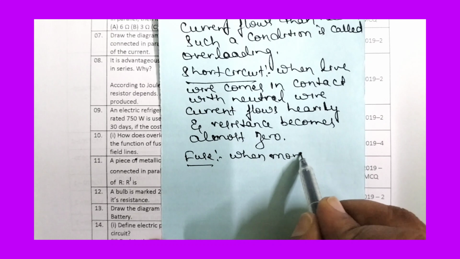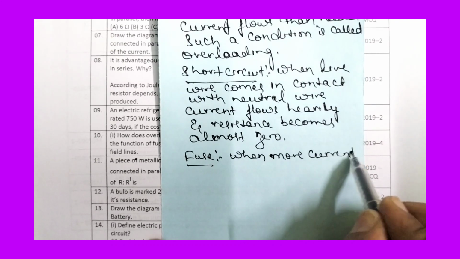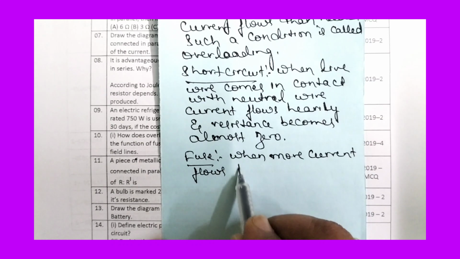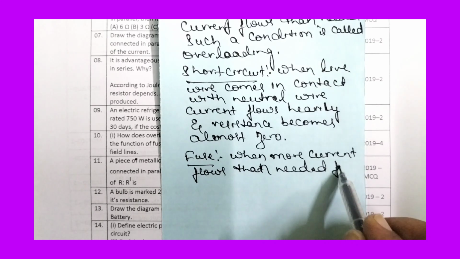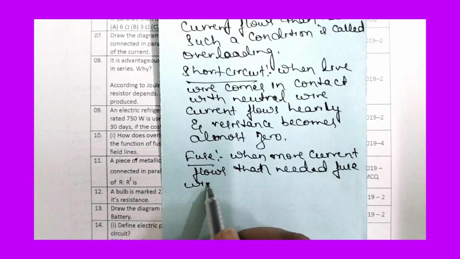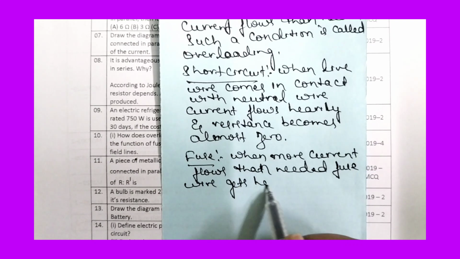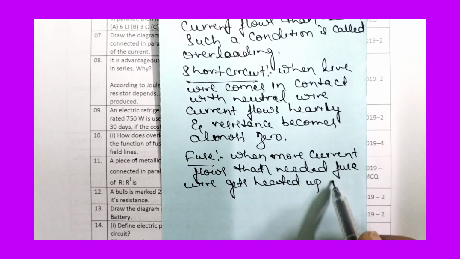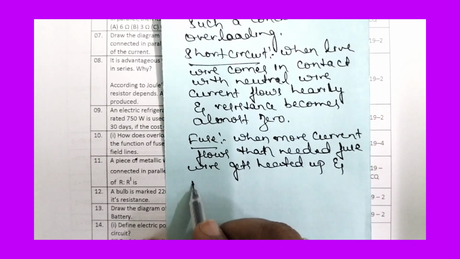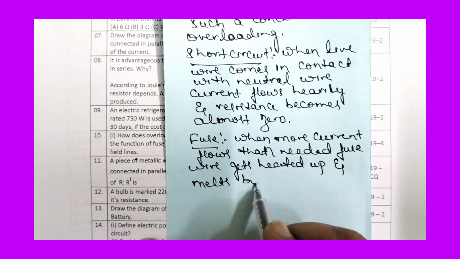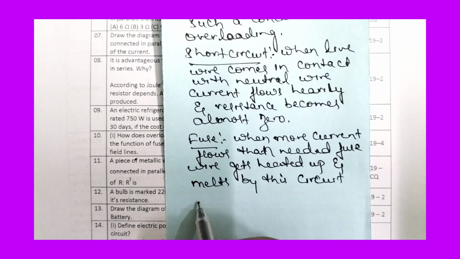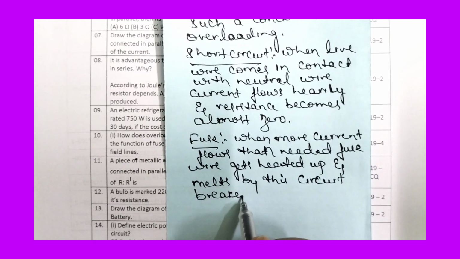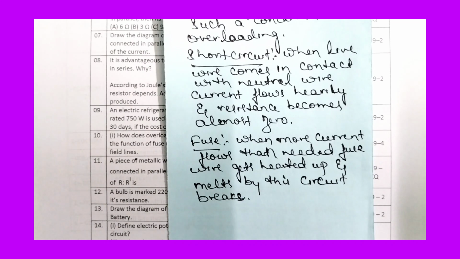When more current flows than needed, fuse wire gets heated up and melts. By this the circuit breaks. ಸೊ ಇದರಿಂದ ಸರ್ಕ್ಯೂಟ್ ಬ್ರೇಕ್ ಆಗುತ್ತೆ. ಸೊ ಇದನ್ನೇ ನಾವು how the fuse works ಅಂತ ಹೇಳ್ತೀವಿ.